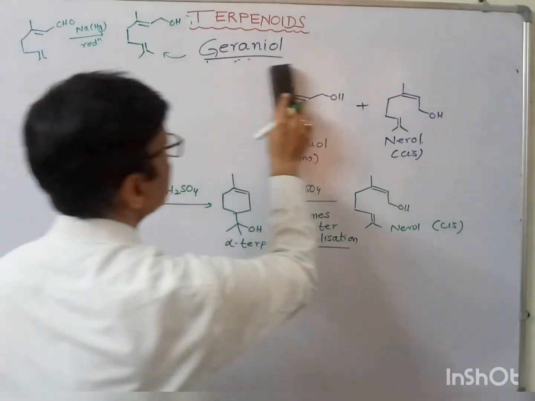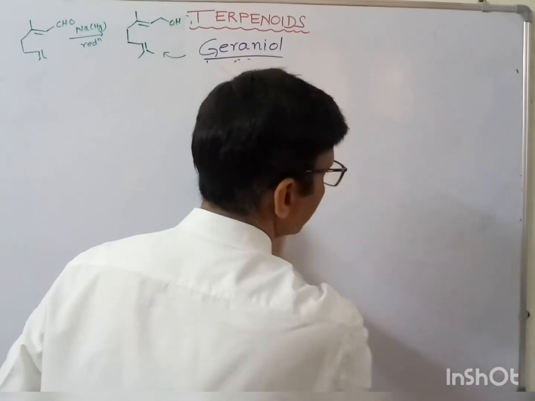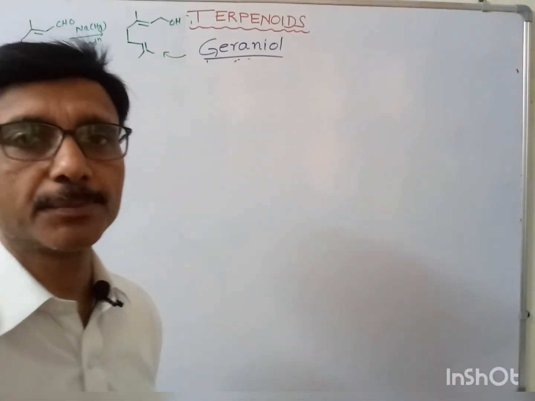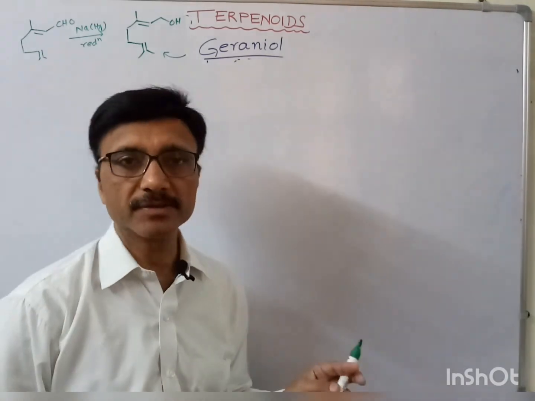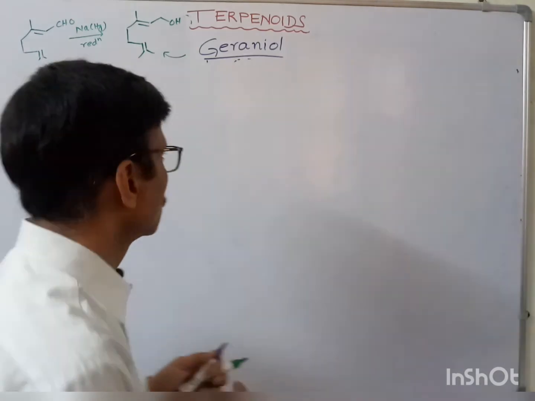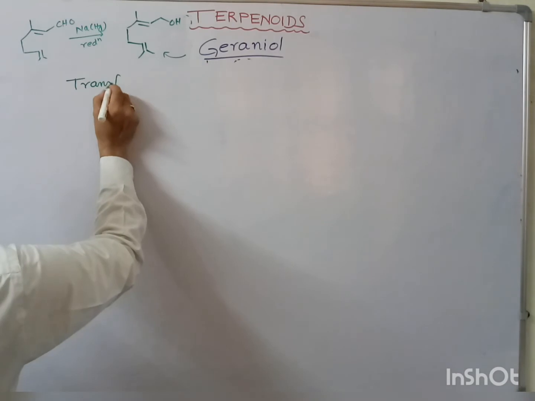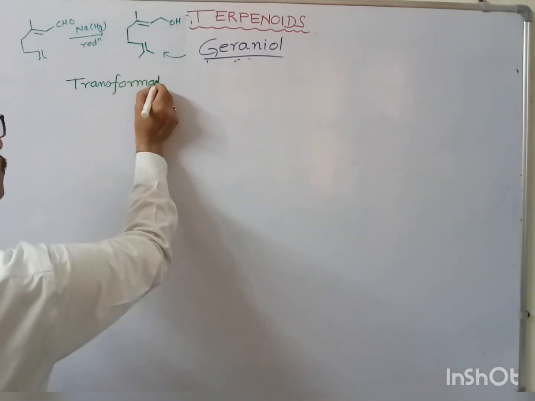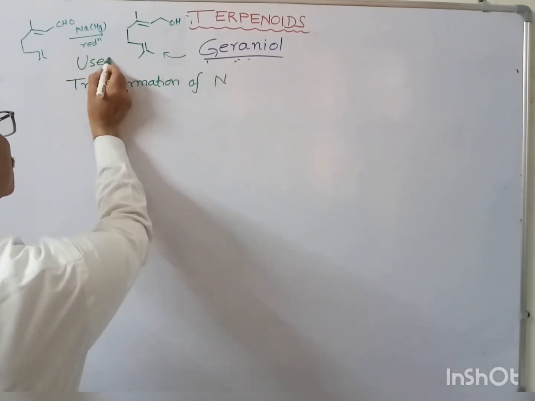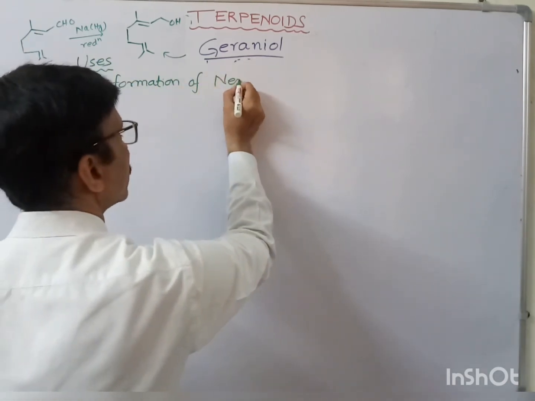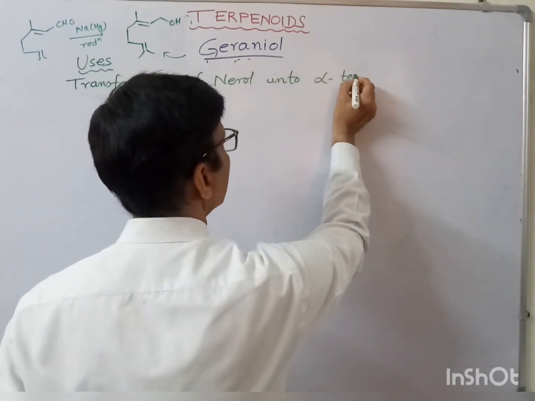Now let's see some applications of this geraniol. So we can prepare the other terpenoids using this nerol or geraniol. So this is the uses, we can say uses or application. Transformation of nerol into alpha terpineol that I told you just now.